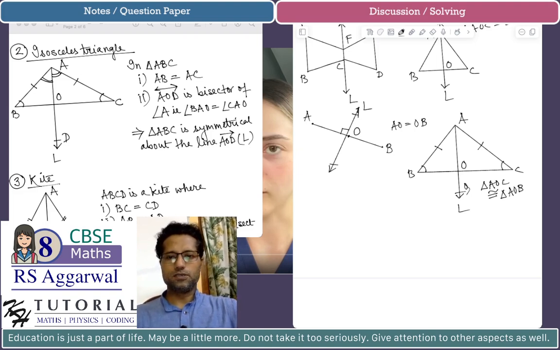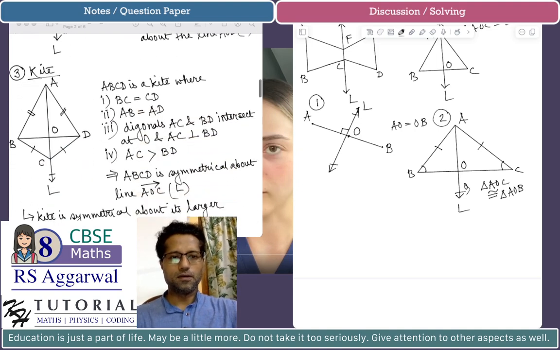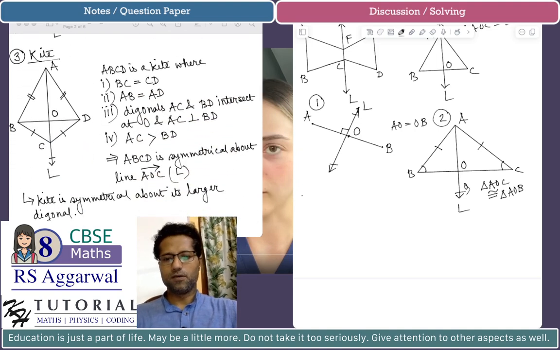So this was one line segment, and this was number 2, the isosceles triangle. Now let's see what is the line of symmetry for a kite. What is the line of symmetry for a kite? Okay, so what is a kite?